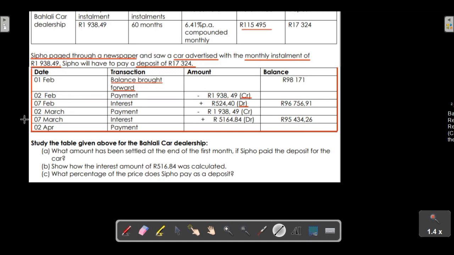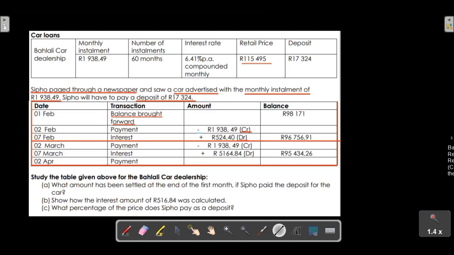for February, so that is the end of February right there. On the 1st of February, the balance brought forward was 98,171 rands. And then on the 2nd of February he paid 1,938.49 into the account. That is credit, paying money into the account. That's the amount that he paid.